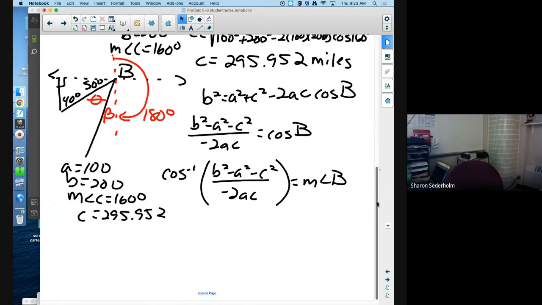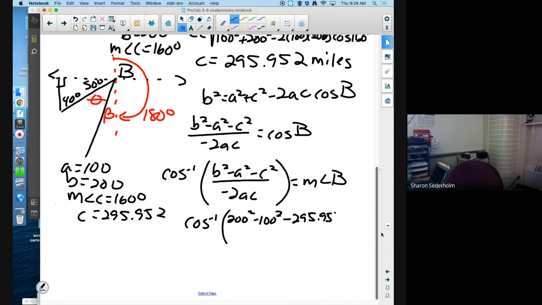All right, time for some numbers. Inverse cosine of b was 200, so 200 squared. a was 100, minus 100 squared. And little c was our 295.952 squared. All over negative 2 times 100 times our 295, blah, blah, blah. And that will give us the measure of angle B.